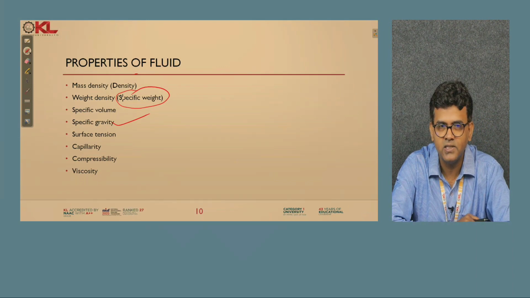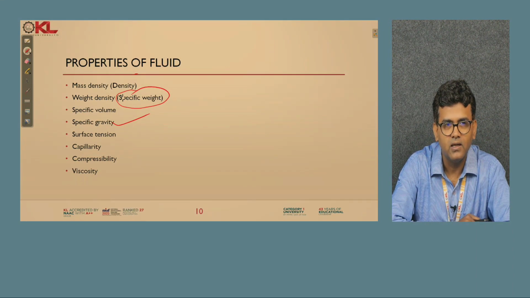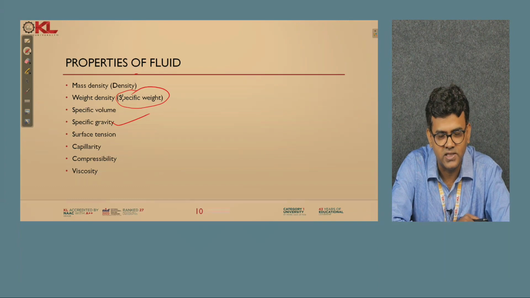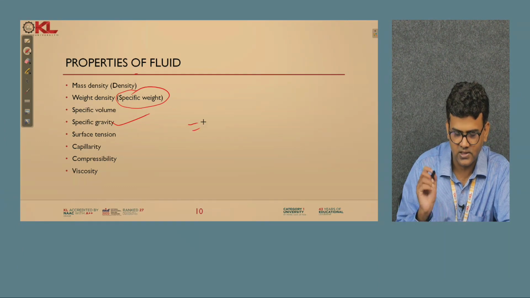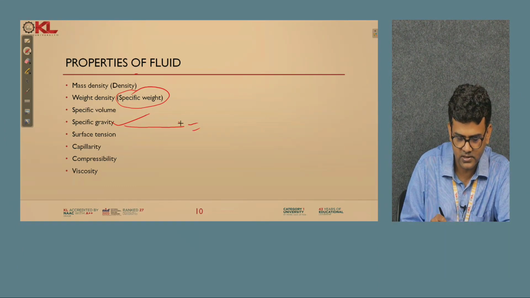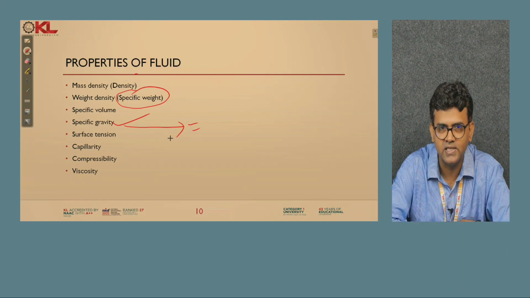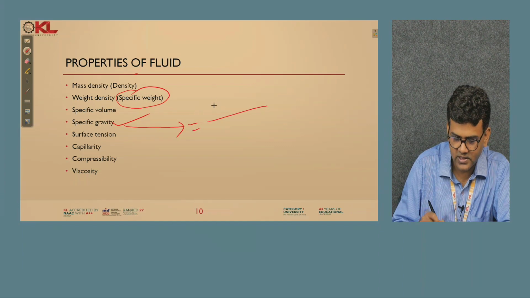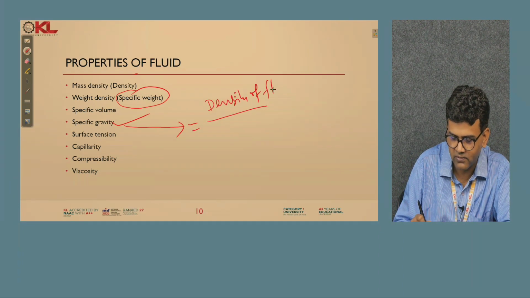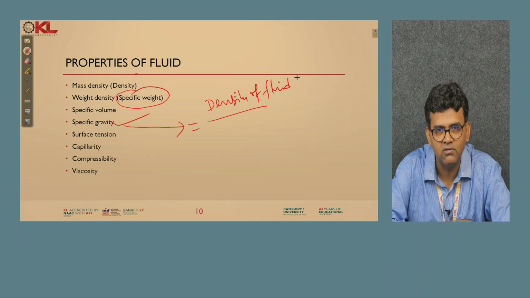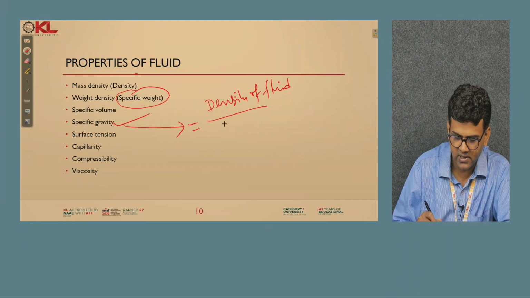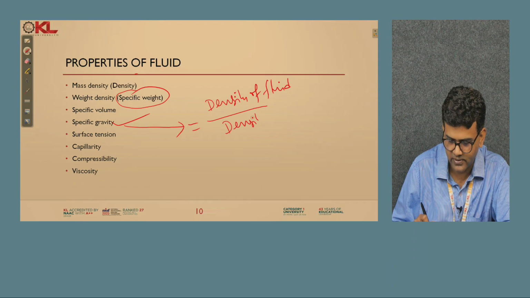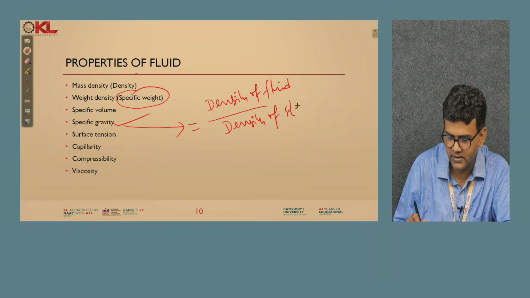Specific gravity is dimensionless, and it can be defined as the ratio of two densities. Ratio of two densities means what? The density of the fluid for which you are going to find the specific gravity, divided by the density of the standard fluid.